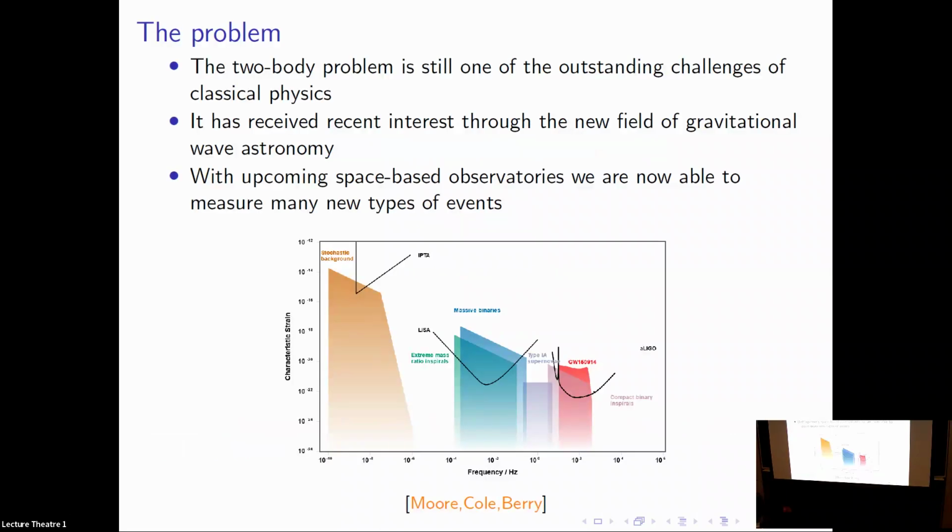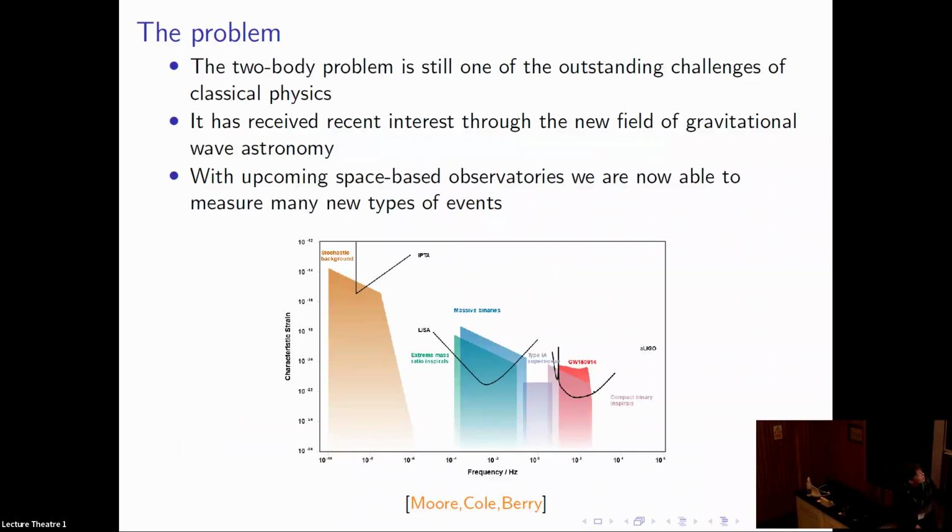Okay, so you've probably seen a slide like this about 100 times already in this workshop, but I'll go through it again. The two-body problem, I would say, is still one of the outstanding challenges of GR today. It has received a lot of recent attention due to the observations by LIGO and this new field of gravitational wave astronomy. And with upcoming new observatories like LISA, we'll be able to measure many new types of events.